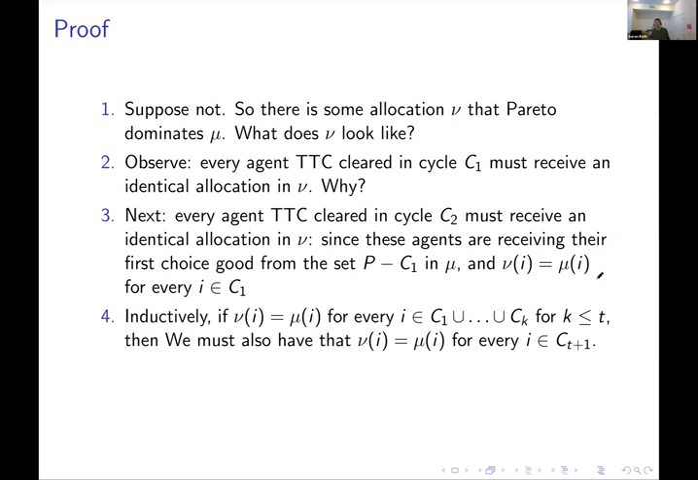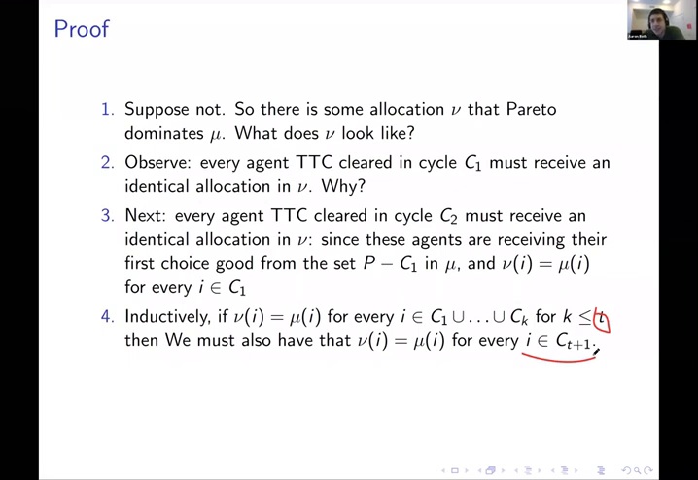And then the claim follows by induction, right? This is true at every level. Okay, so we've proven the base case. And then the inductive case is that if the allocations of nu and mu are identical when we look at the subset of people who are cleared in the first t rounds of the top trading cycles algorithm, then it's got to be that it's also identical for the people who are cleared at round t+1.